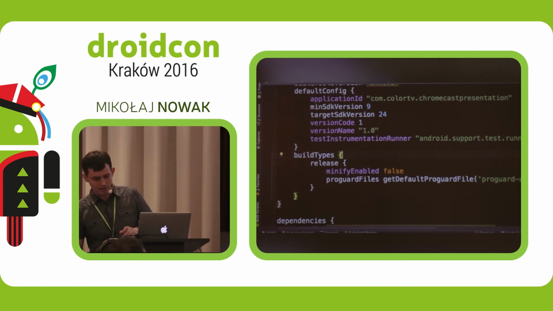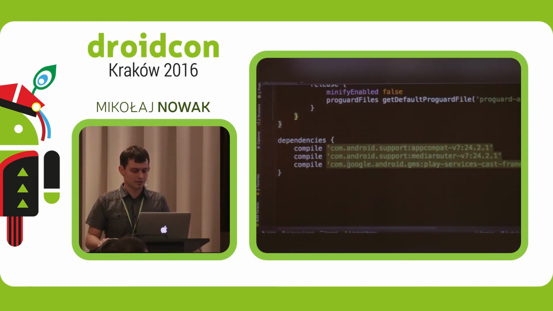As usual, when you are adding some framework, you need to add some dependencies. In our case, there are 3 dependencies which you need to add: appcompat, media router, and Android GMS Play Services Cast framework. We also need to implement an options provider class interface, implementing a getCastOptions method, in which we build a CastOptions object, passing our application ID, which is set up in the dashboard.